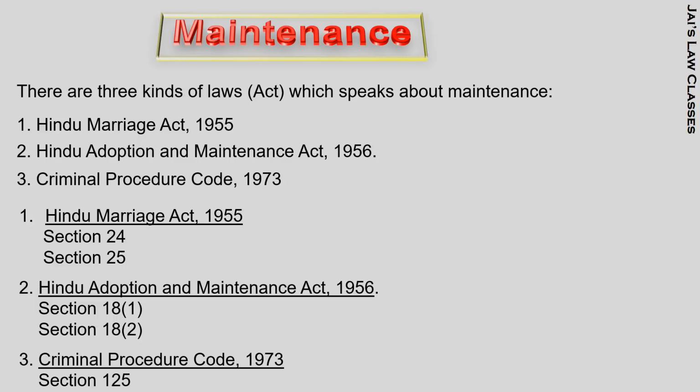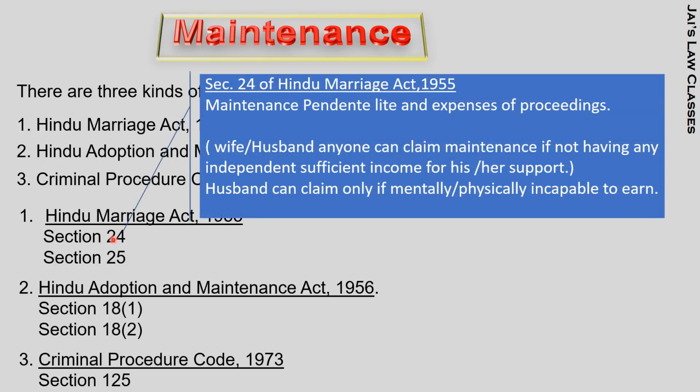That is chapter 9. Don't forget to check my previous video on chapter 9, because that's the main thing you're going to write. This is just a further explanation. Now let's check what the Hindu Marriage Act says regarding maintenance. According to section 24 of the Hindu Marriage Act 1955, maintenance pendente lite and expenses of proceedings is what is being headed.